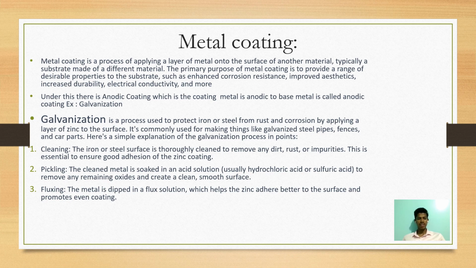Second is pickling. The cleaned metal is soaked in an acid solution, usually hydrochloric acid or sulfuric acid, to remove any remaining oxides and create a clean, smooth surface. And the third is fluxing. The metal is dipped in a flux solution, which helps the zinc adhere better to the surface and promotes even coating.